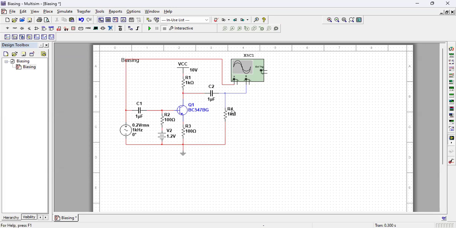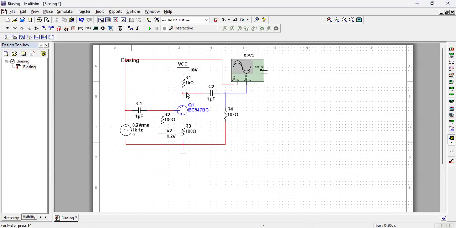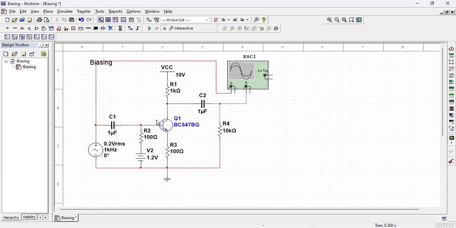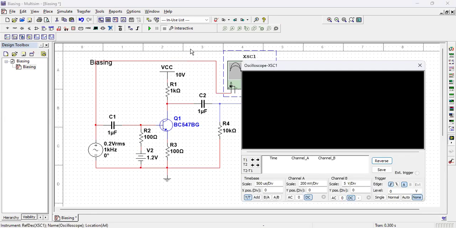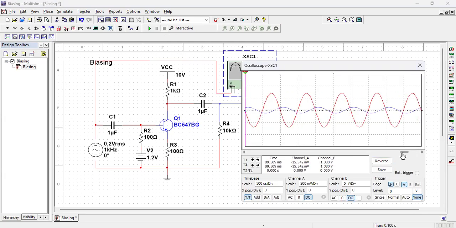so that the output AC voltage falls across this resistor. This resistor, of course, has to be very high, comparatively much higher, 10K. So this AC current will flow through this 10K resistor, and I should get here only the AC voltage. That is the idea, right? Now I run it once again. I reverse it so that you can see properly. Now you see, I am getting the blue line, only the AC voltage, right?